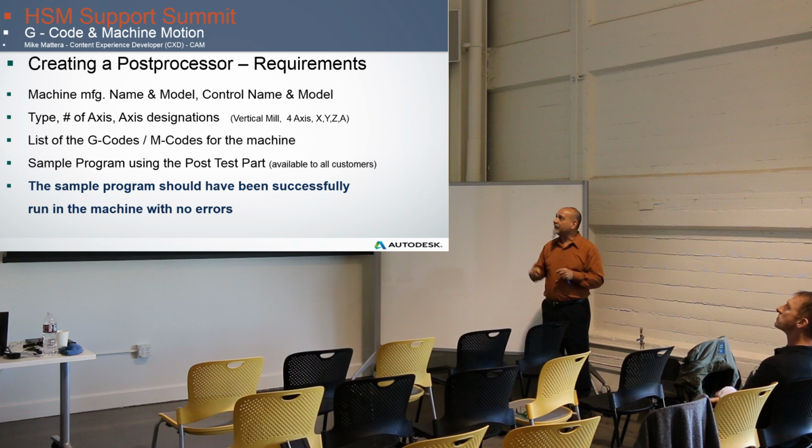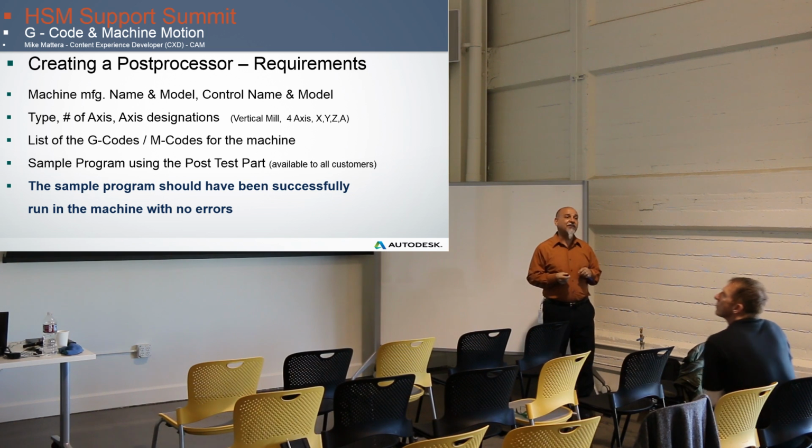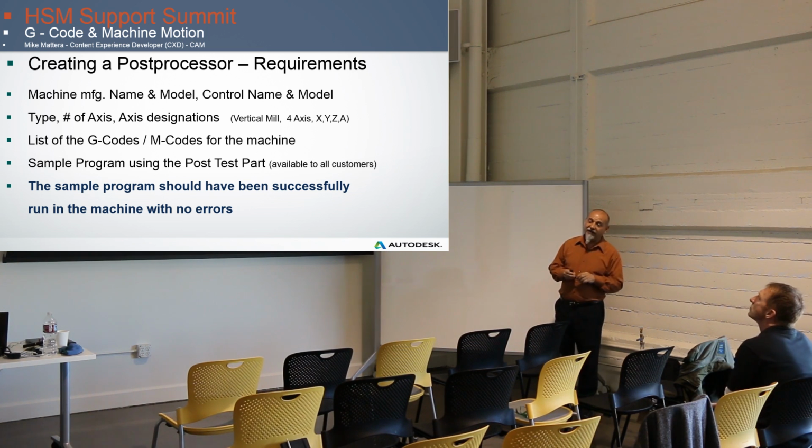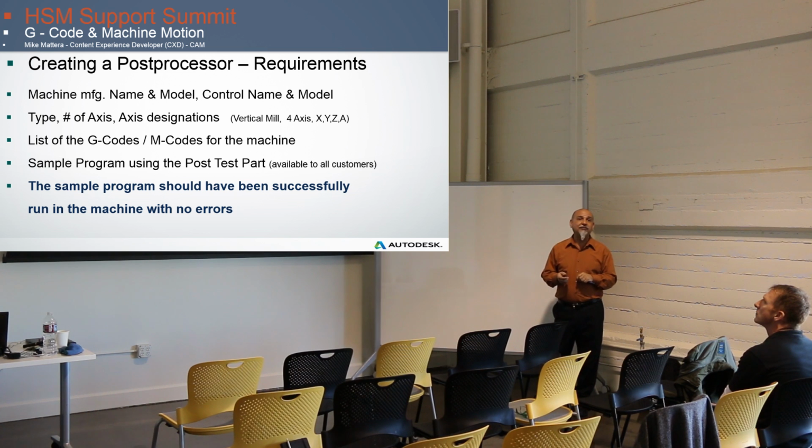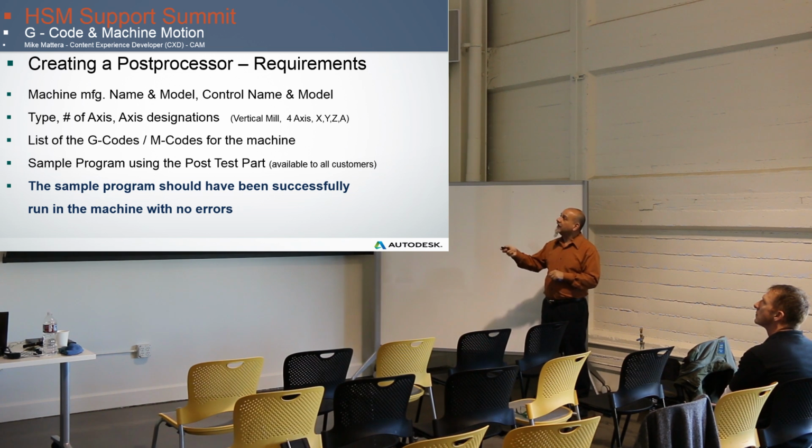And these are some of the things that we need in order to get the right information. So if you have a customer with a problem and he needs a post written, this is the kind of information that we need in order to generate a post. Well, we're going to need to know the machine name and model. And we're going to need to know the control name and model.